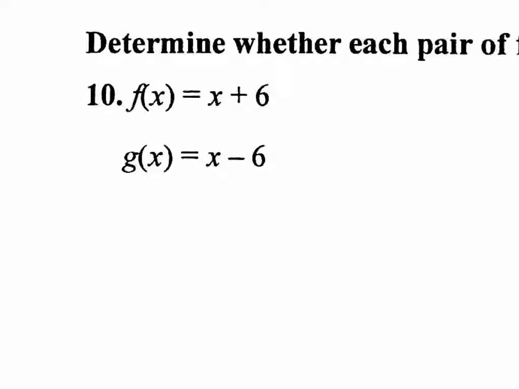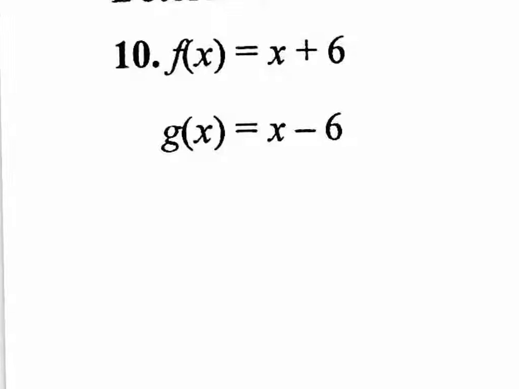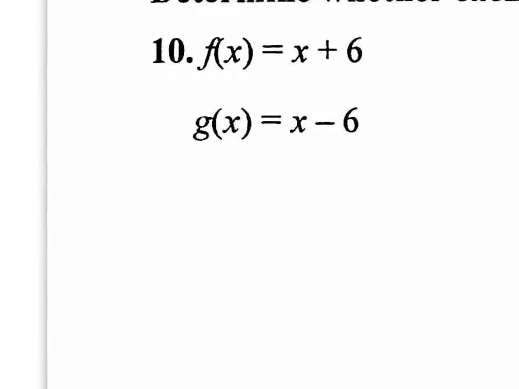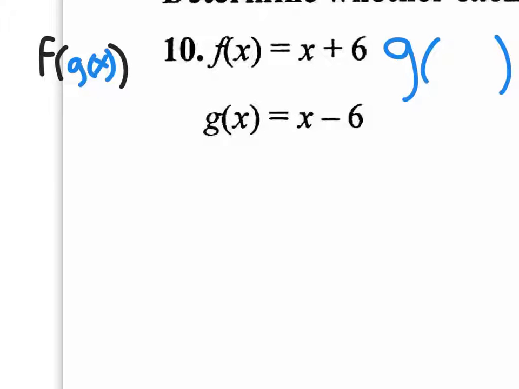Let me explain number 10 on the homework. They want you to determine if f of x and g of x are inverse functions. So in order for you to do that, you have to verify that your f of g of x equals x. So in other words, you're going to plug in your g of x into your f of x function, and that has to equal x. And in the other case, you'd have to verify that your g of f of x is also x.